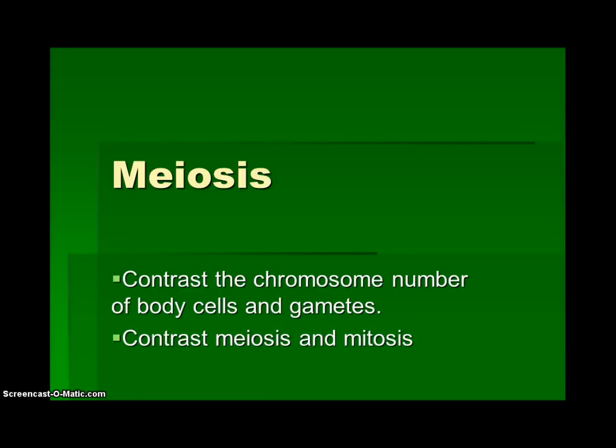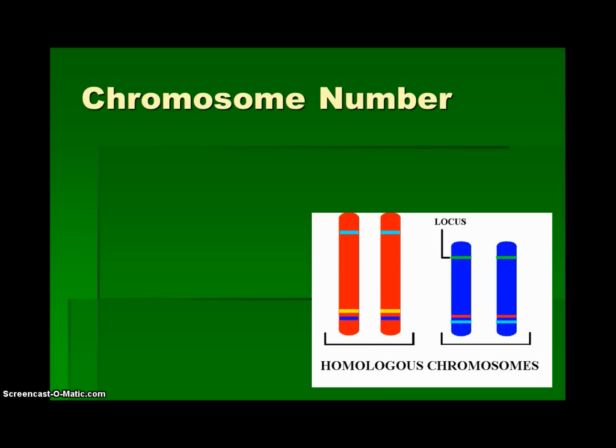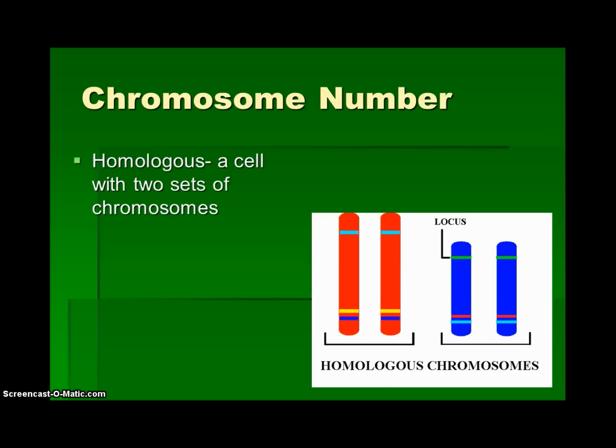Hello class, we are now on chapter 6, which is going to be meiosis. We've heard of mitosis, now we have meiosis. After today's lecture, you should be able to contrast the chromosome number of body cells and gametes, and be able to contrast meiosis and mitosis. Chromosome number, we're going to talk about that first.